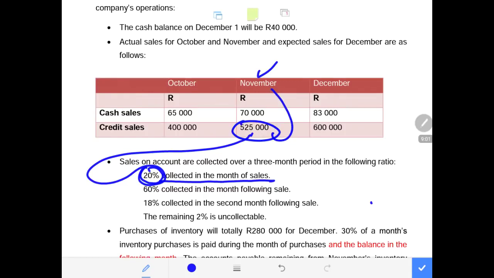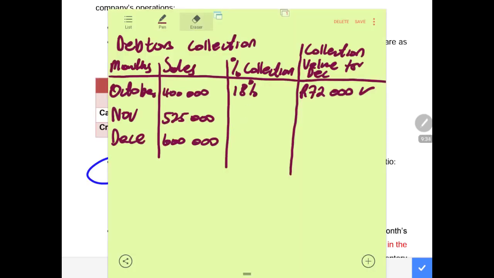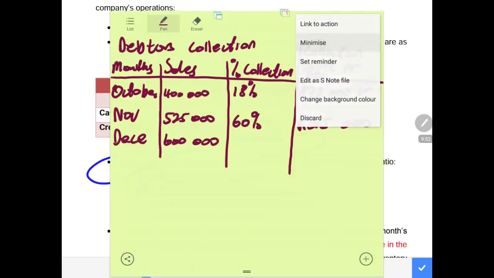And we are not doing the cash budget for November, so we don't need the 20% that will be collected in November. 60% of the sales of November will be collected in December, meaning 60% collected in the month following sale. So 60% of the 525,000 will be collected in December, and we are doing a budget for the month of December, so we are definitely interested in that 60%. Then 525,000 times 0.6 will be collected in the month of December, and this will amount to 315,000 rands.